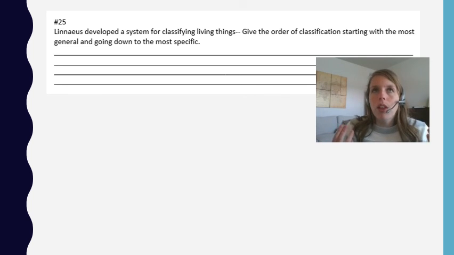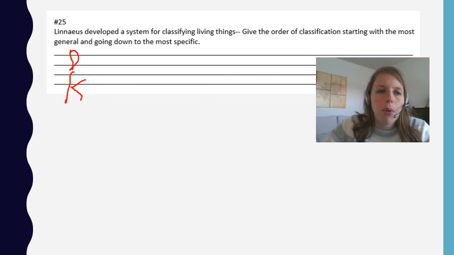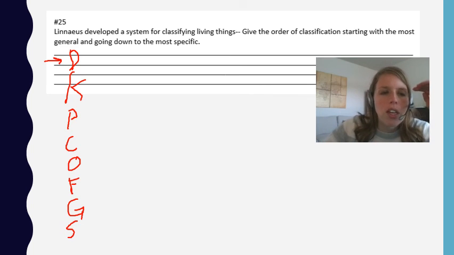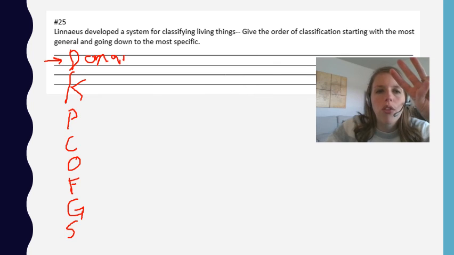Well, we did come up with a little rhyme to help us remember. Do you remember? It was: Do keep people coming over for good spaghetti. That helps you to know. Up here is the most general. Do you know what the D stands for? It stands for domain. That's the most general. There are 3 domains. That's the next question, I think.